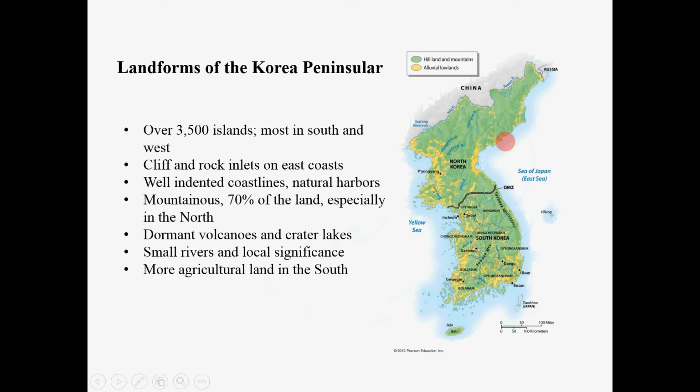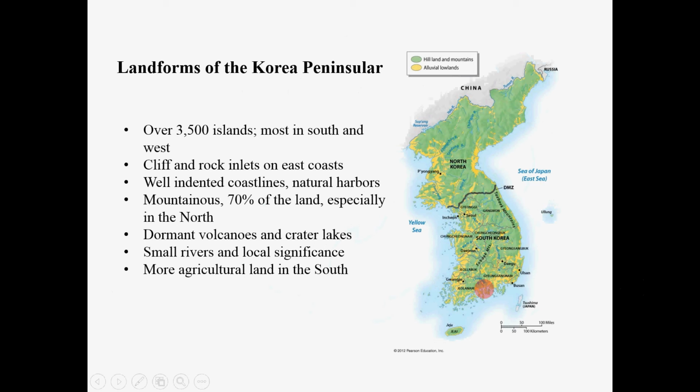On the east coast, you have very sharp cliffs and rocky inlets. On the west coast, you also have well-indented coastlines, and those places form very good locations for natural harbors.